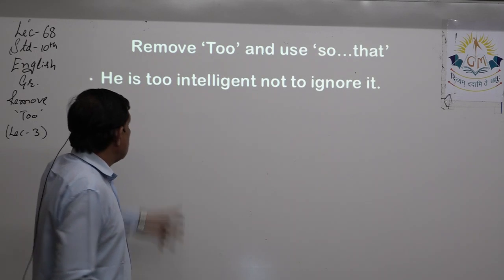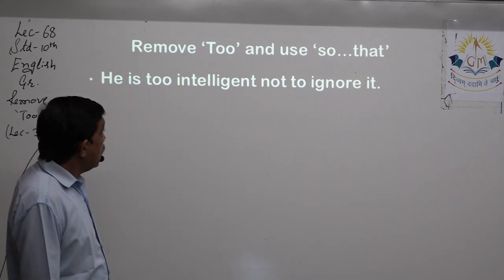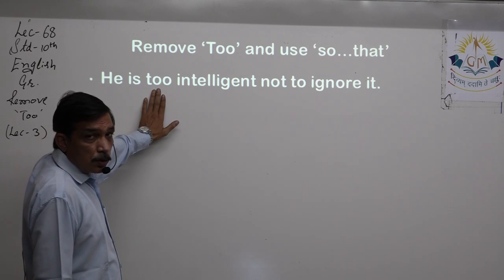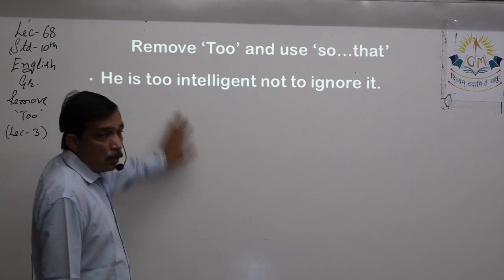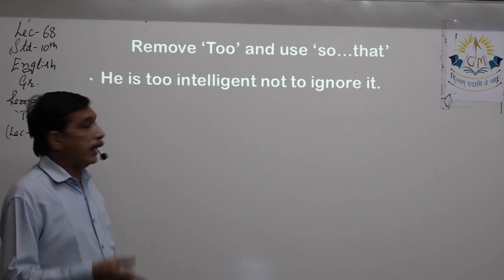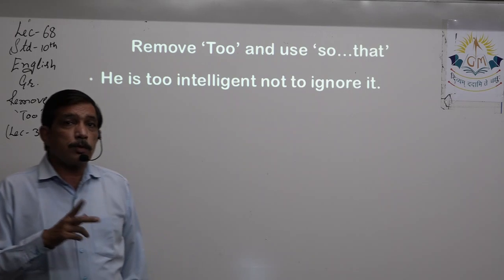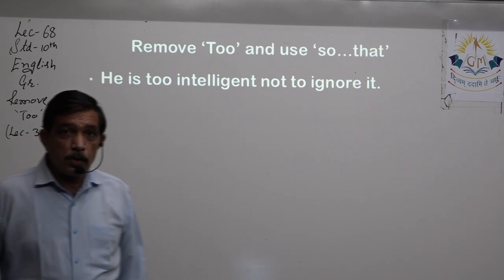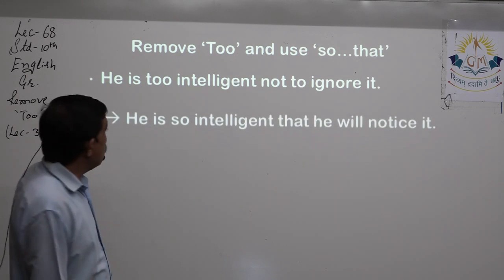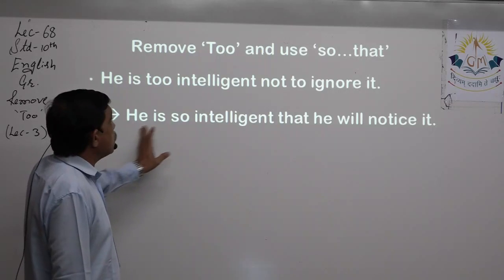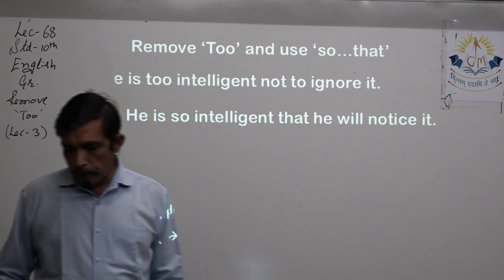Now comes the double negation. "Too" and "not". "Too" is also there, "not" is there, right? So when we are removing "too", we also have to remove negation, because when we are removing "too", we use "so that" and a negation, but a negation is already present over here. Negation and negation, two negatives will make a positive, right? So instead of "ignore", we will turn it into the opposite, that is the antonym. He is so intelligent that he will notice it. That means you cannot fool him, right?